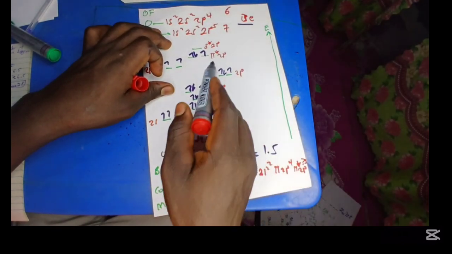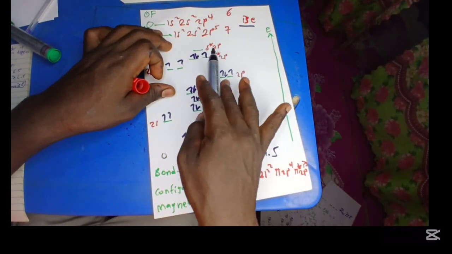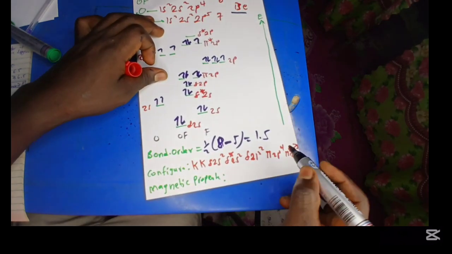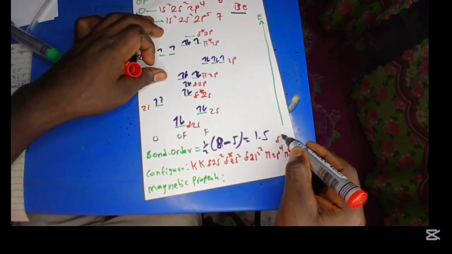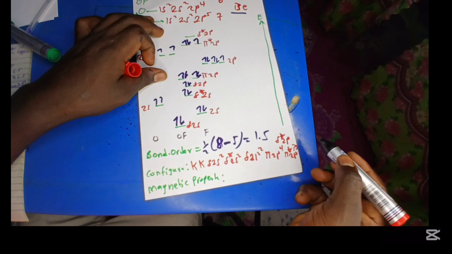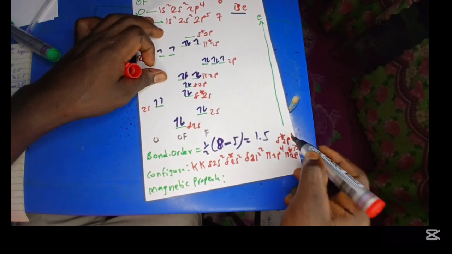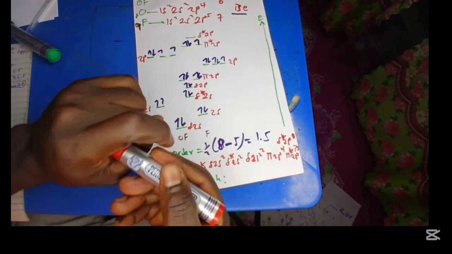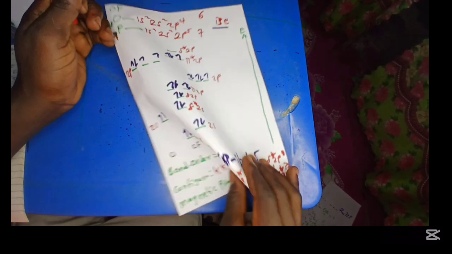Since we have pi star, there's a need for us to indicate sigma star 2p. So let's say sigma star 2p. There's no electron there, so we just write 0 here. You can decide to ignore it.